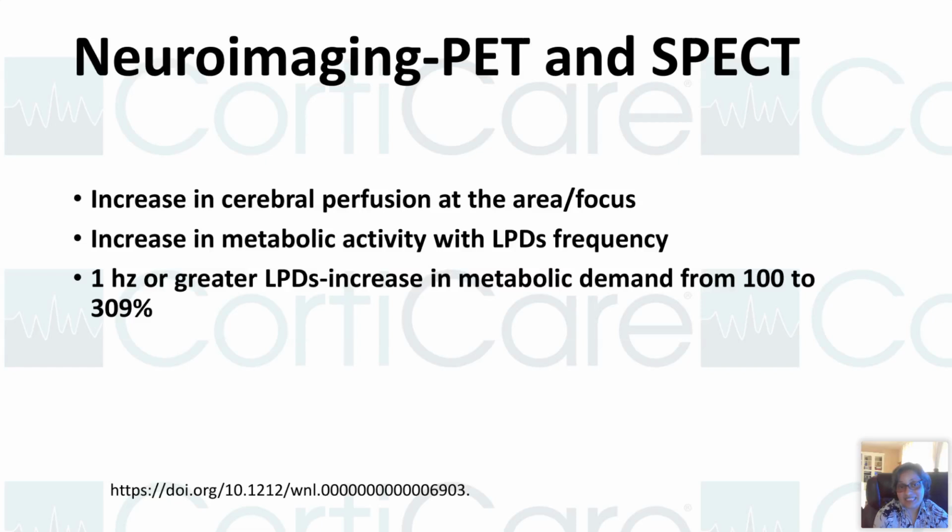The PET and SPECT scans also show that there is an increase in cerebral perfusion at the focus for LPDs. As the frequency of the LPDs increases, the metabolic demand or the metabolic activity of that particular area also increases. It increases even 100 to 300%, which shows involvement of those areas in the brain.